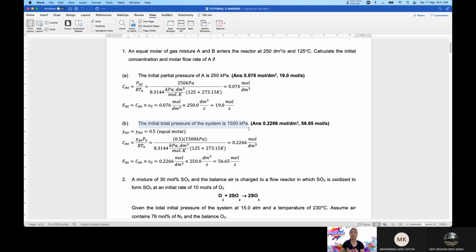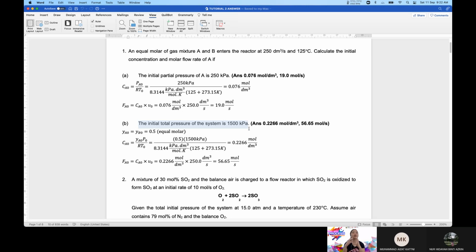Soalan B sekarang ni dah kena berhati-hati because dia beritahu kita initial total pressure in the system. Meaning, initial dalam sistem kamu tu ada dua reactant, A dan B. Dua-dua dalam bentuk gas. So, maksudnya dua-dua tekanan A and B ni total dia 1500 kilopascal. Tapi ingat, nak kira kepekatan A, dia mesti hanya tekanan dia comes from A. We cannot consider the pressure comes from B. So this 1500 kilopascal cannot be used directly because if you use directly, you are also considering the pressure of B, which cannot be because I want to know A concentration.